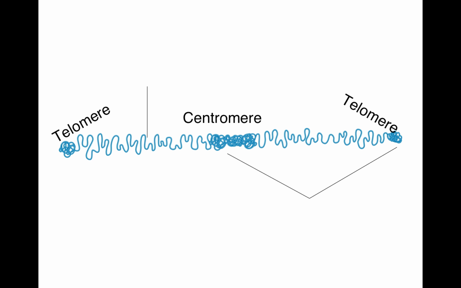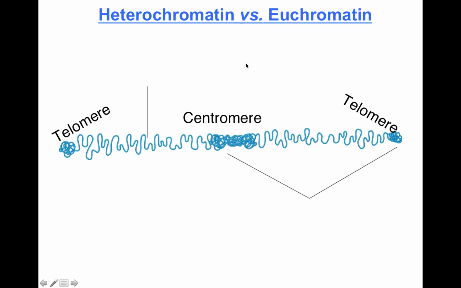Chromosomes have different regions. They have heterochromatic regions and euchromatic regions. Heterochromatic regions are tightly compacted. They are at the telomeres, at the centromeres, and again at the telomeres. These regions of the chromosome are always heterochromatic. They are always tightly packaged, where the DNA is very tightly coiled around proteins.